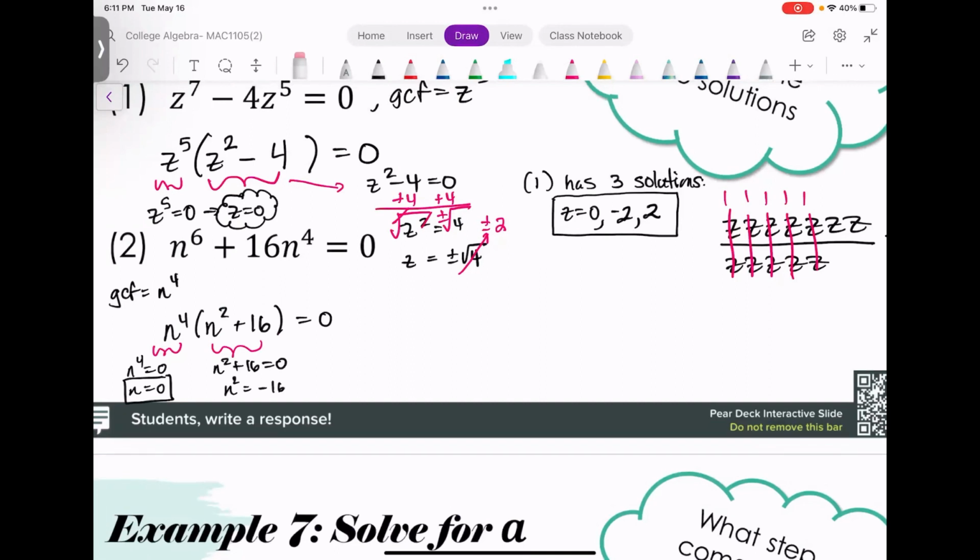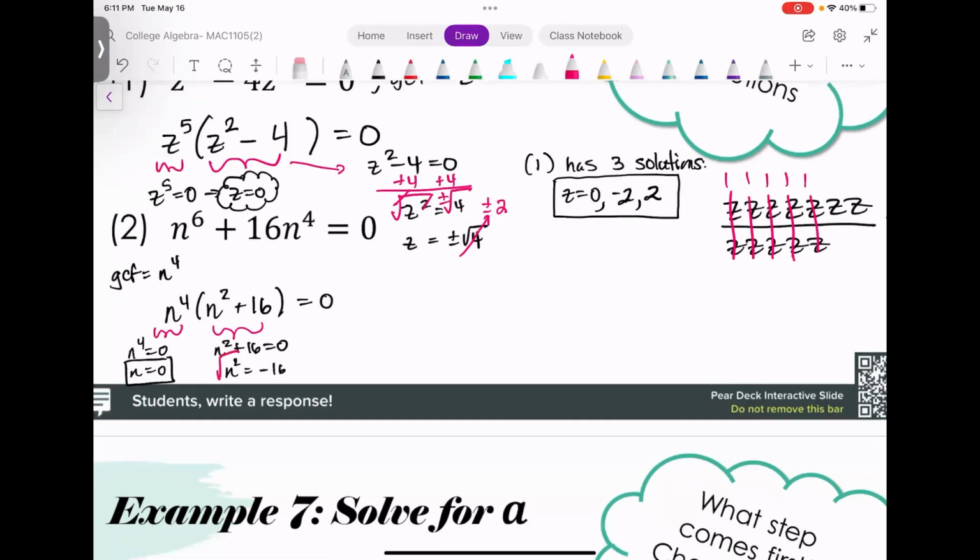So here, when I solve the other factor equal to 0, I set n squared plus 16 equal to 0. It's a perfect square equation, so I can solve with square roots. So I subtract 16 from both sides, and I go to take the square root to isolate n. And what you see is that I get plus or minus square root of negative 16.